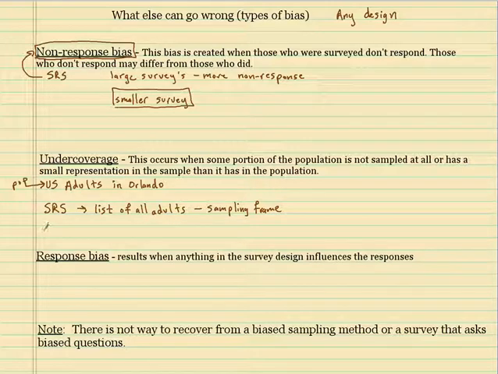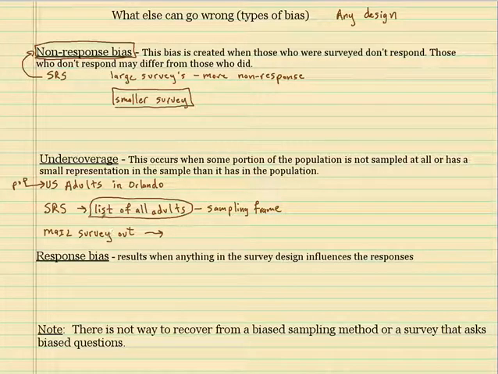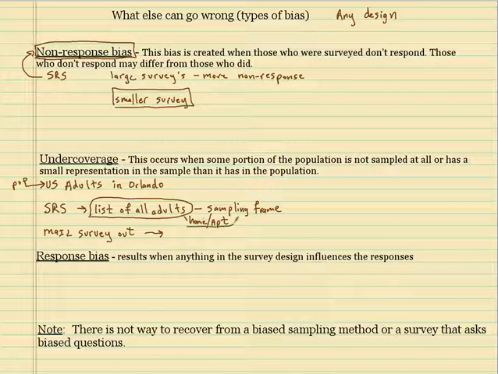contact these people? Well, let's say we'll mail the survey out. Okay, so what would undercoverage be? What portion of this list will we not reach? Since I'm going to mail it out, I'm going to get a list of all adults who have a home or apartment. So this is my sampling frame.